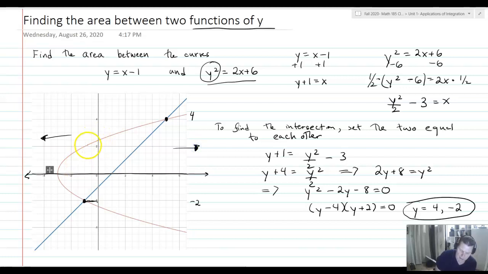If you notice, the one that has the negative x's is y squared over 2 minus 3 equals x. That's that function there, or the original y squared equals 2x plus 6. And the top function, the one with the bigger x's, is going to be y equals x minus 1. So you can inspect those visually and see which one's the top and which one's the bottom. Now, we'll actually do this algebraically to confirm which one's the top and which one's going to end up being the bottom.